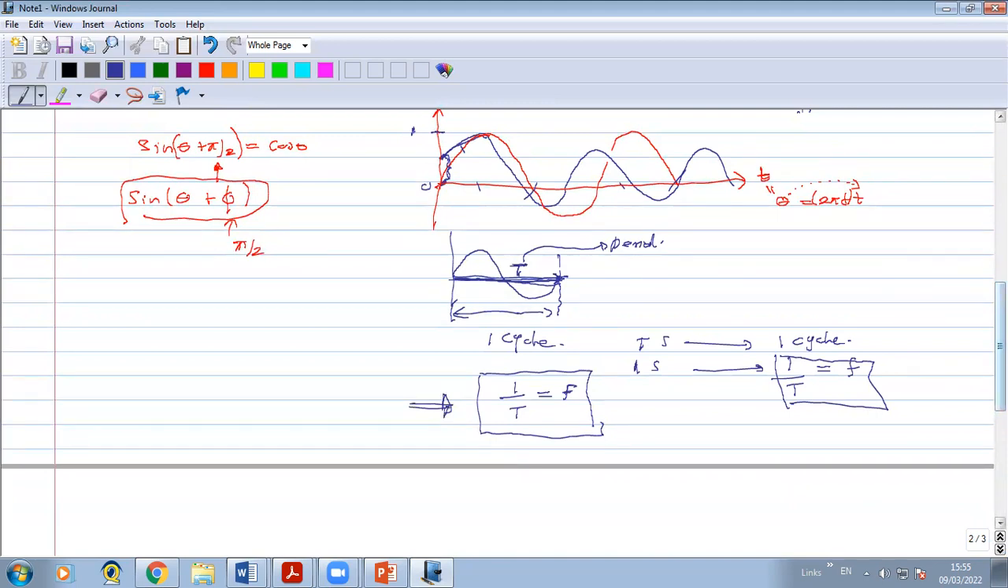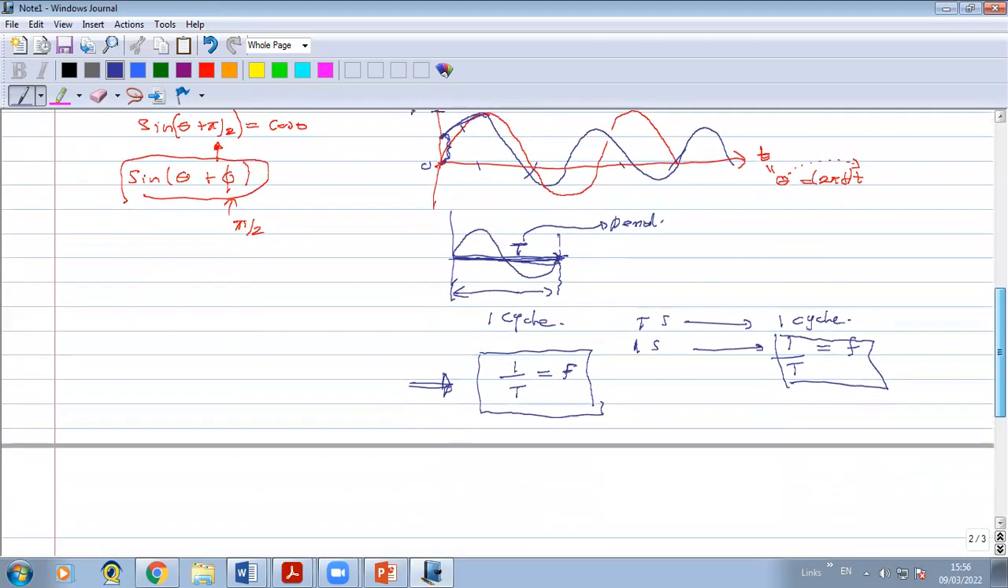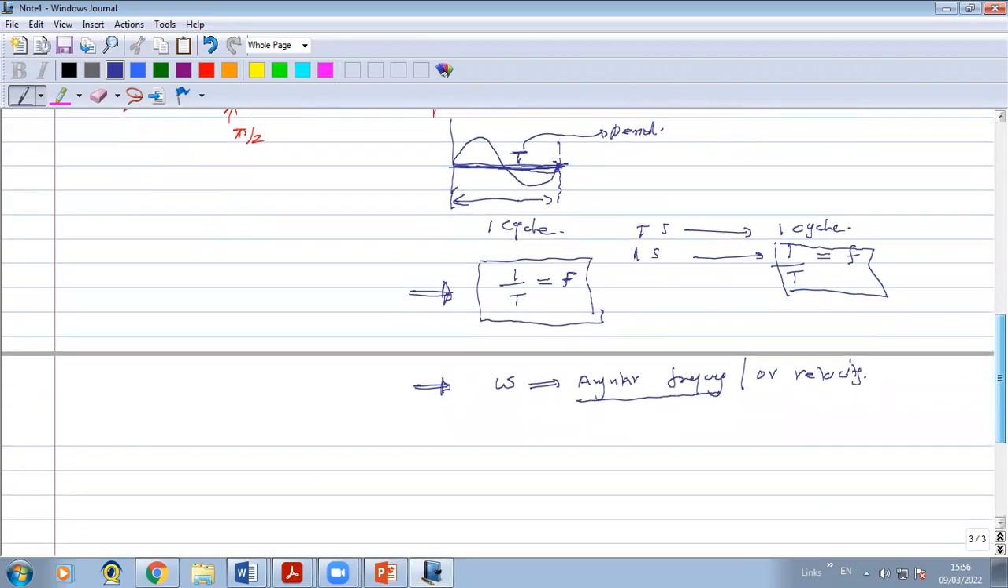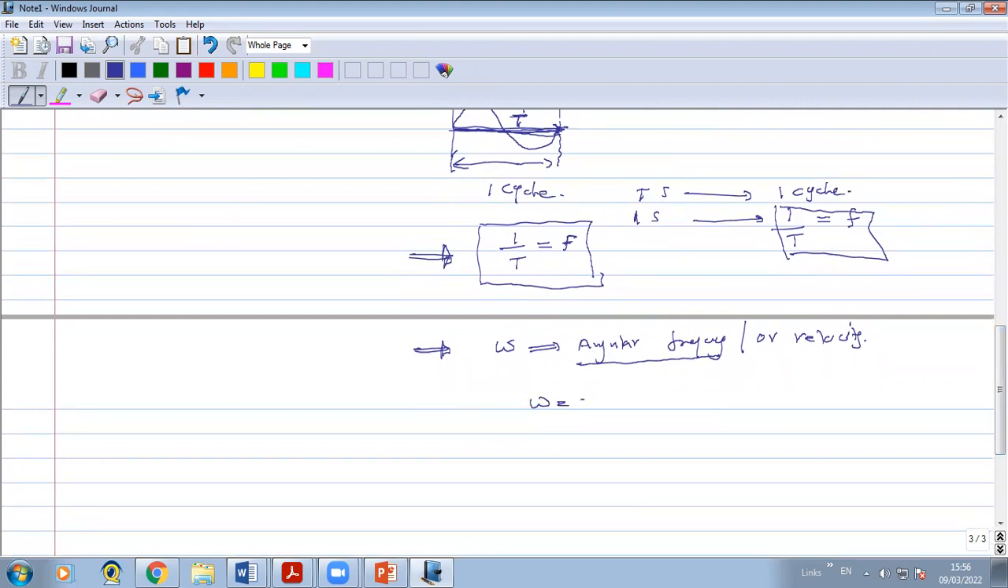I have explained all these things in the previous lecture, so you can refer to that. And we have another one, we call it omega, the angular frequency, or sometimes angular velocity. Most probably it is angular frequency. This omega can be defined as 2πf. In other words, if f is 1 by T, we can also define omega as 2π by T. So what is this actually?